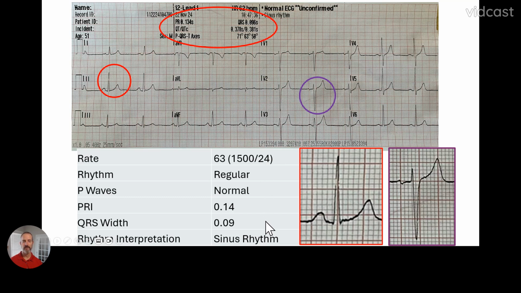All right, so all of that put together is a rhythm interpretation of sinus rhythm. Remember, we want a PRI of 0.12 to 0.20. So we are well within that range, and we want a QRS width of less than 0.12. And we are at precisely 0.096.